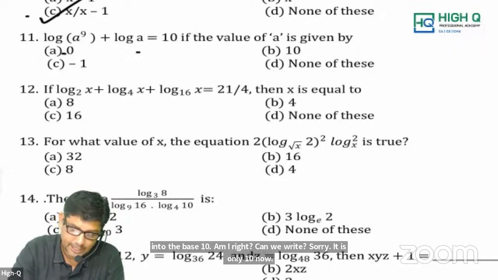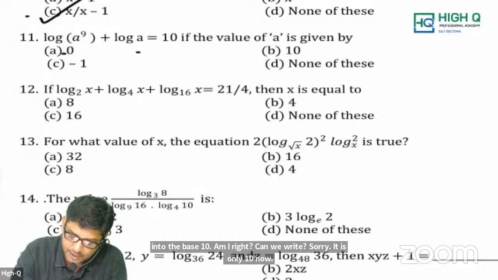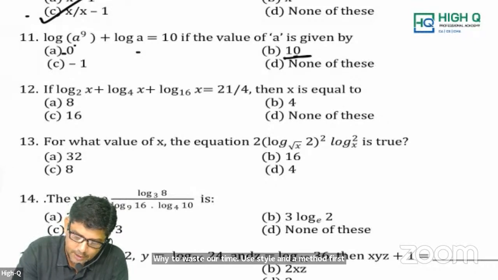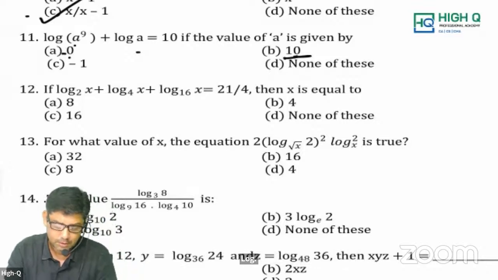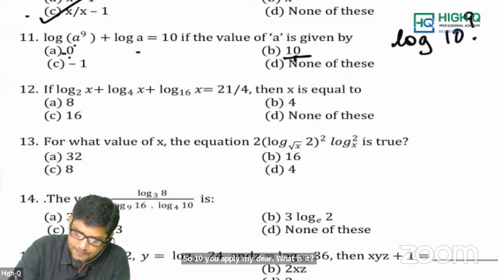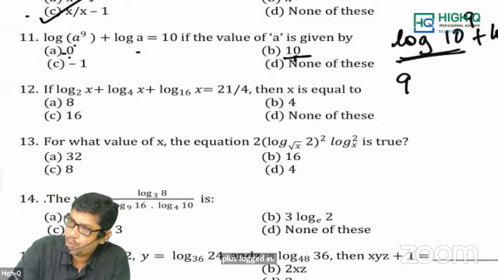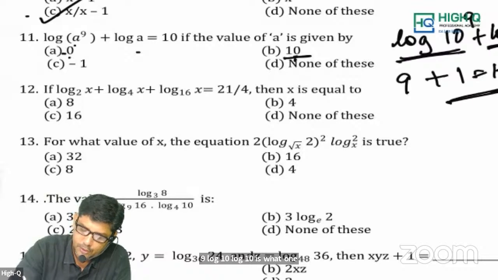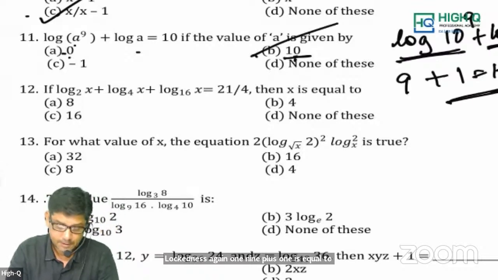Why waste our time? Use the trial and error method. First option, sorry, 0 you apply. No. Correct only, na? Sorry. So 10 you apply, my dear. What is it? Log 10 power 9 plus log 10. 9 log 10. Log 10 is what? 1. Log 10 is again 1. 9 plus 1 is equal to 10. So our answer is what? 10, my dear. Next step.